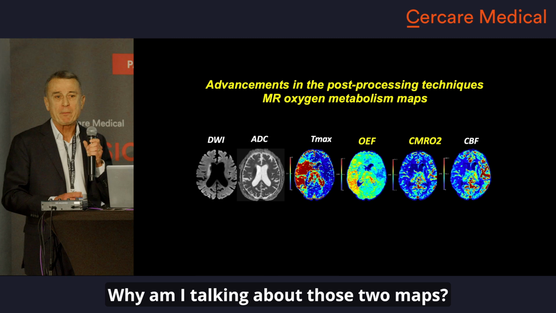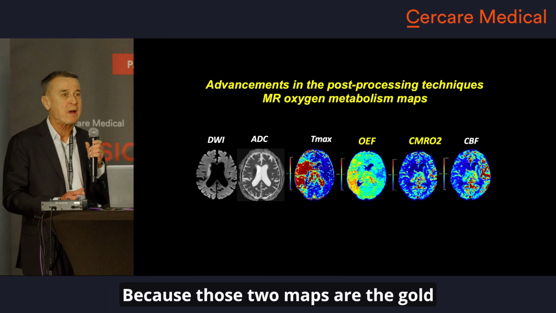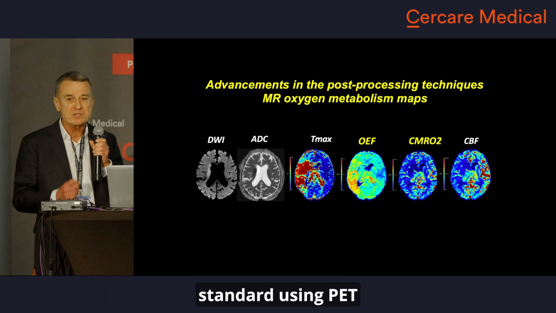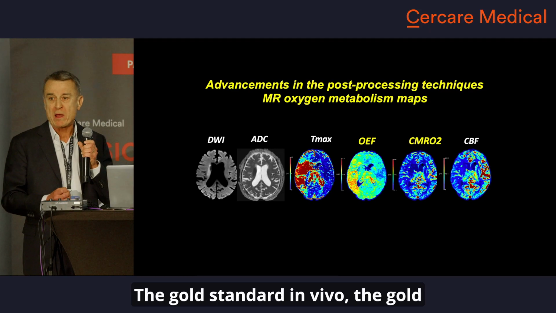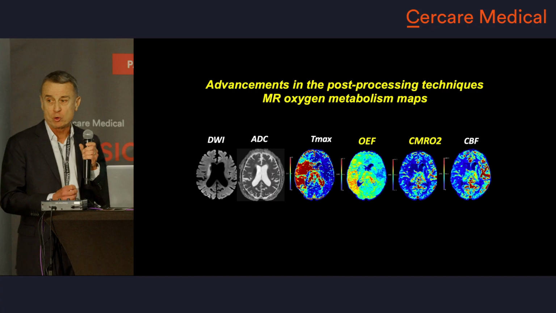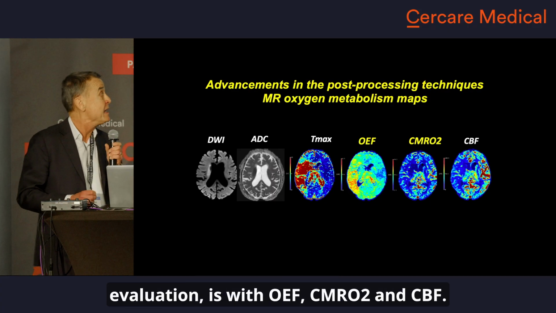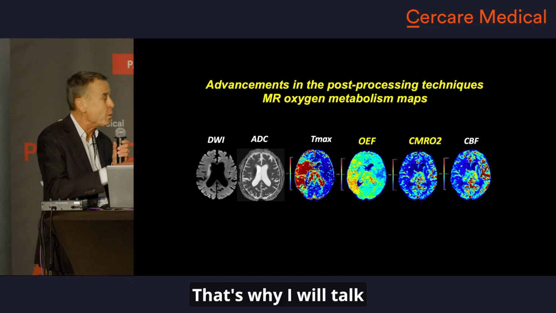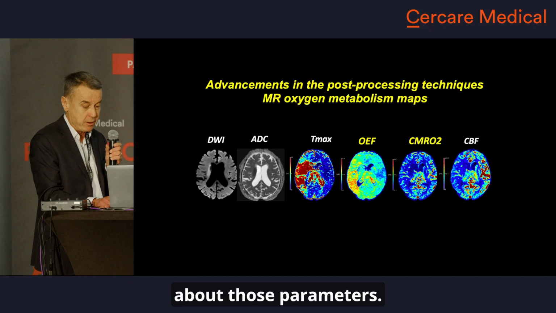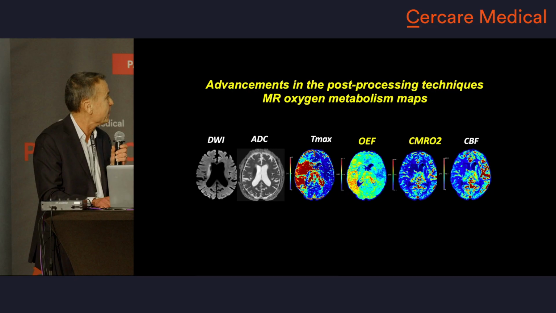Why am I talking about those two maps? Because those two maps are the gold standard using PET for penumbra evaluation. The in vivo gold standard penumbra evaluation is with OEF, CMRO₂, and CBF. So that's why I will talk about those parameters.